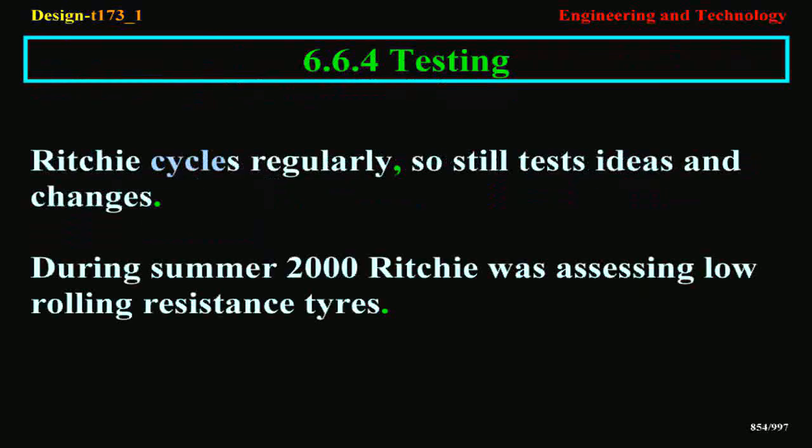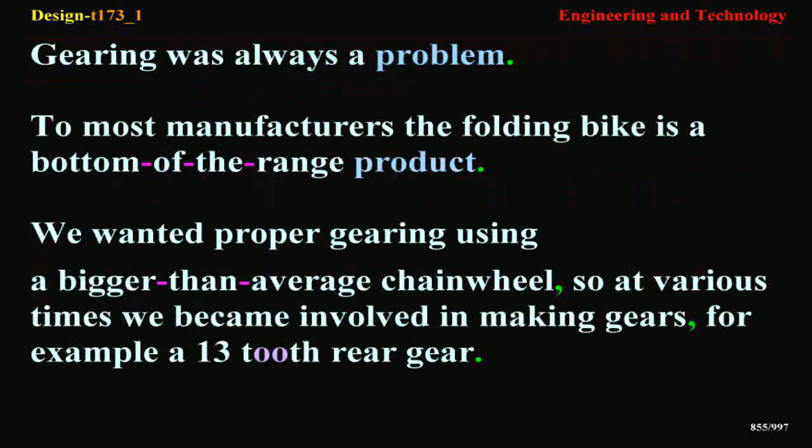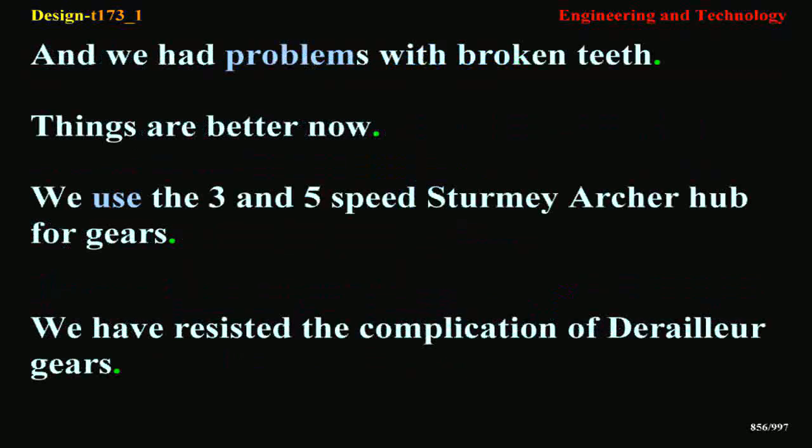6. Testing. Ritchie cycles regularly, so he still tests ideas and changes. During summer 2000 Ritchie was assessing low rolling resistance tires. Gearing was always a problem. To most manufacturers the folding bike is a bottom-of-the-range product. We wanted proper gearing using a bigger than average chain wheel, so at various times we became involved in making gears, for example a 13-tooth rear gear. And we had problems with broken teeth.